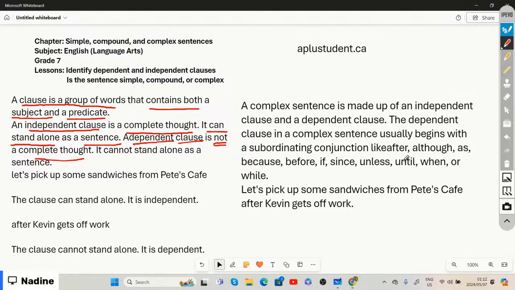All right. So when it comes to simple, compound, and complex sentences, simple sentences basically consist of a subject and a predicate, and they need to express a complete thought by having a subject as well as a verb.